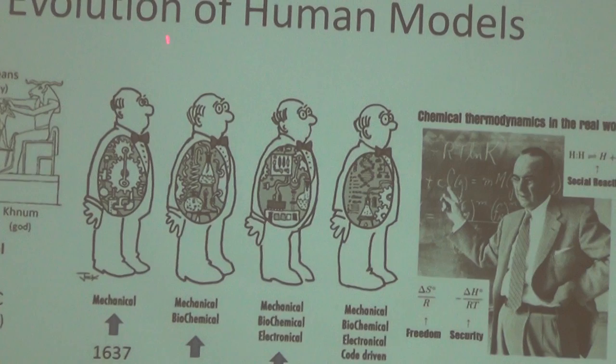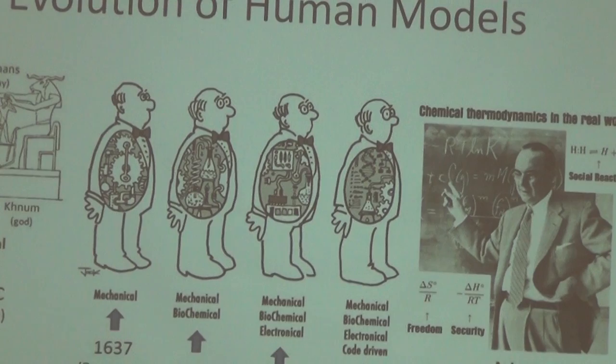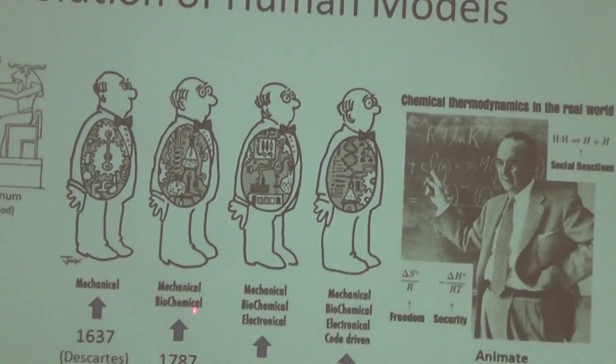The next model is Lavoisier. He started doing his experiments where he conceived of combustion reactions happening in the lung. It's called the animal theory. So very mechanical, biochemical. Now we're at John von Neumann. He's one of the early inventors of the computer.